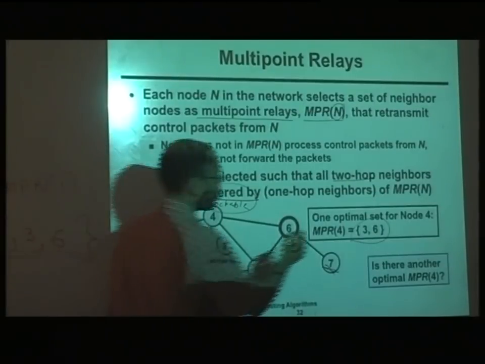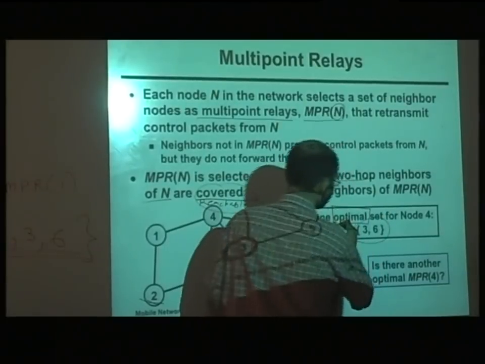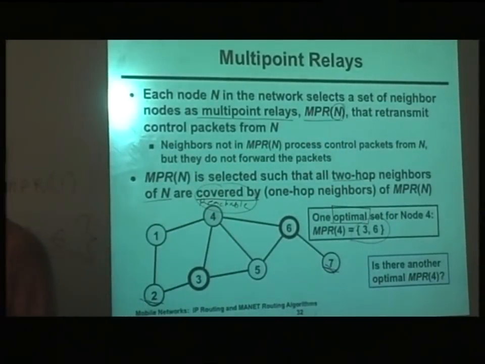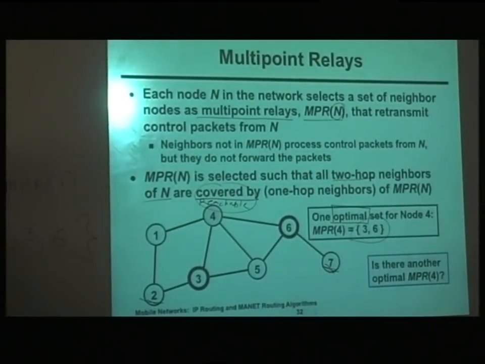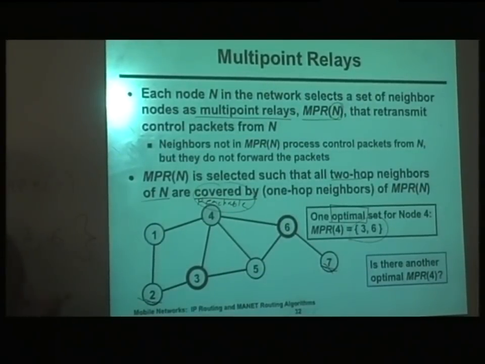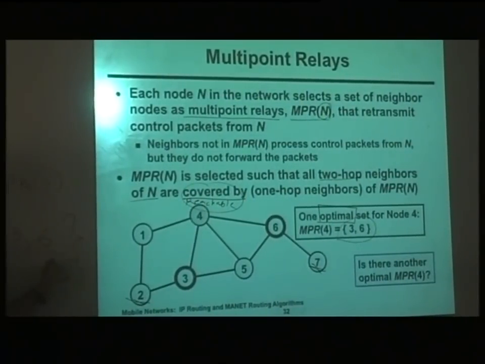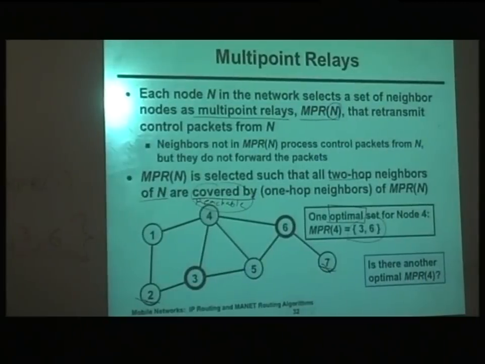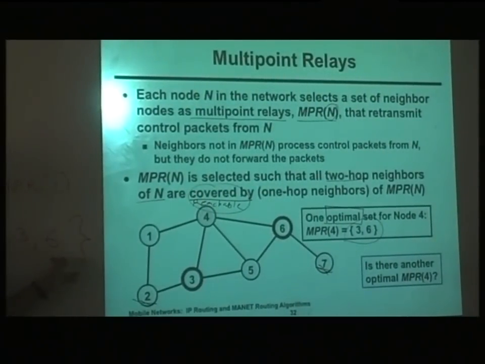Now what we want is optimal. What could an optimal set typically mean? Minimum set. We don't want many. The whole objective of this exercise is to reduce the number of nodes in the MPR, because those will be sending messages. So if you want to minimize this set, which one can you eliminate? Can you eliminate 6? If you eliminate 6, you don't hit 7, and that means it's not an MPR. So you have to have 6 here.